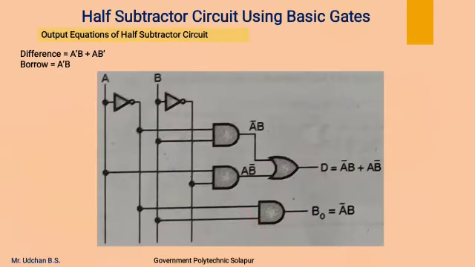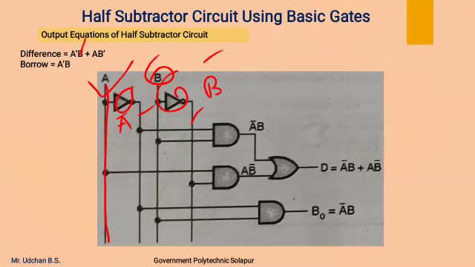Now next we will see a half subtractor circuit using basic gates. The output equations of half subtractor circuit are difference equal to A bar B plus A B bar and borrow equal to A bar B. Now here there are four variables: A, A bar, B, B bar. First we will get the A line. Using NOT gate we can get the A bar line. This is the B line. Using NOT gate we can get this B bar line.